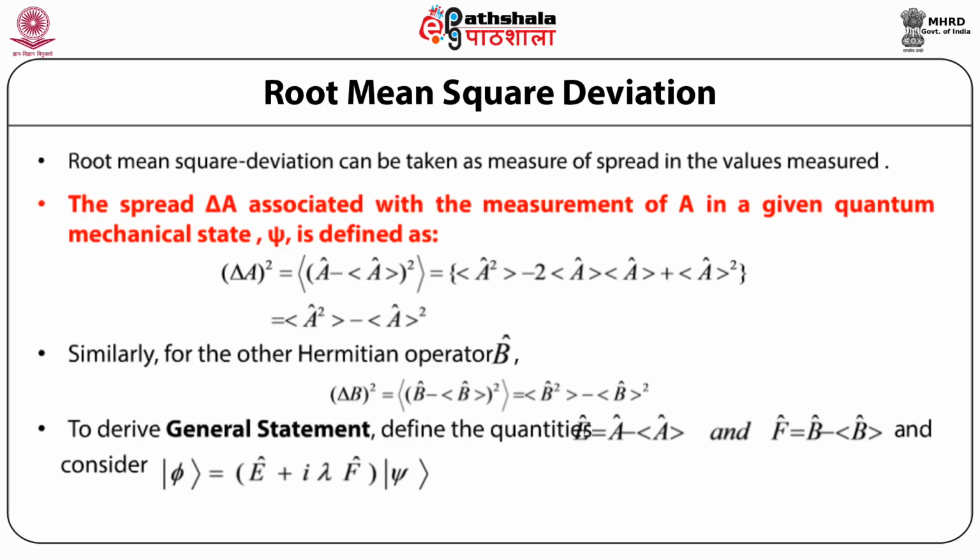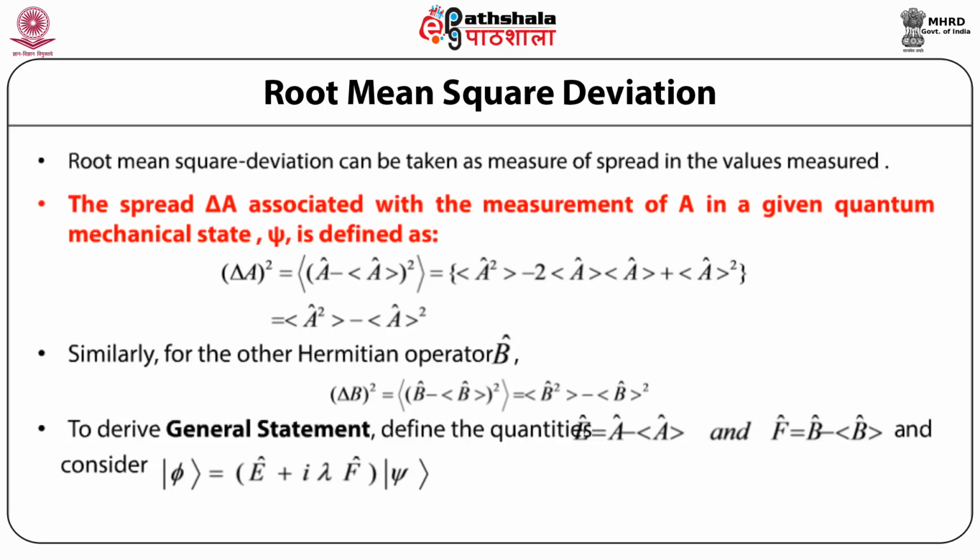operator A minus the expectation value of operator A, and this turns out to be equal to the expectation value of the square of operator A minus twice the expectation value of the operator A times the expectation value of the operator A plus the square of the expectation value of the operator A, and this gives the final value of delta A whole square, that is the spread associated with the measurement of A, as the expectation value of the square of the operator A minus the square of the expectation value of the operator A.